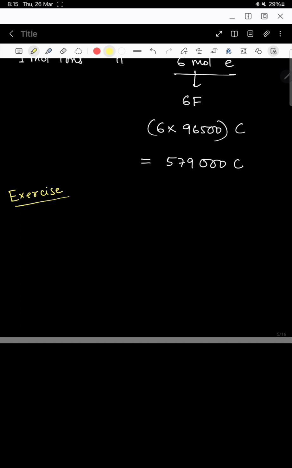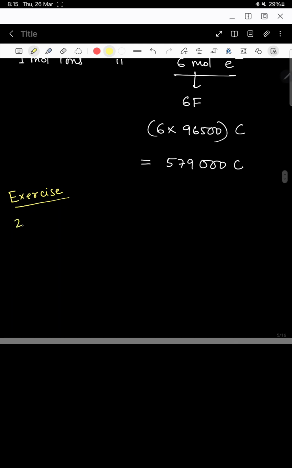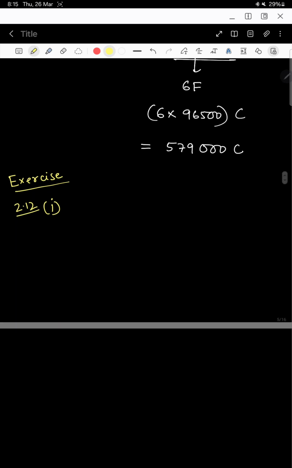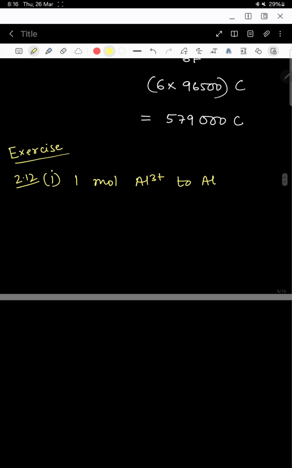From the exercise, the question will be in the new book, it will be 2.12. So 2.12, question number 1, I am taking. How much charge is required for the following reduction? To reduce 1 mole of aluminium 3 plus to aluminium, how much charge will be required? So that is the question.